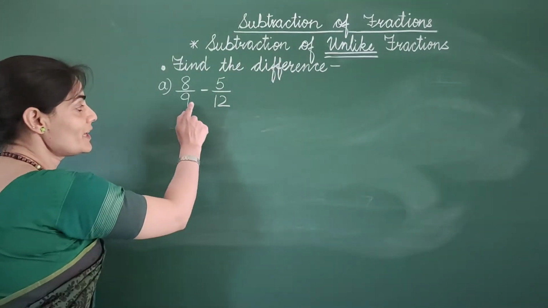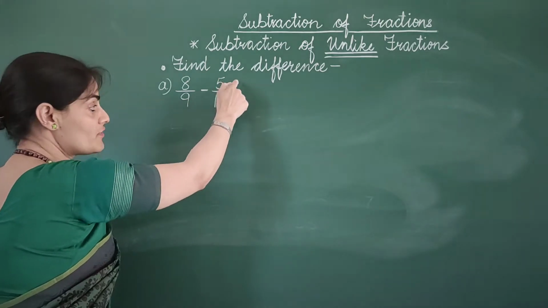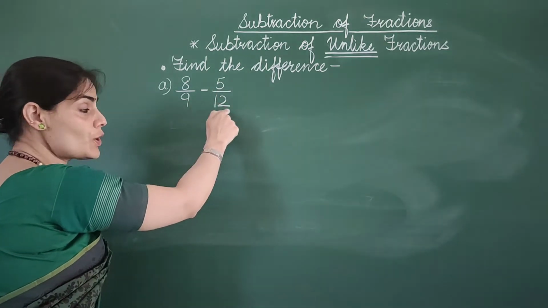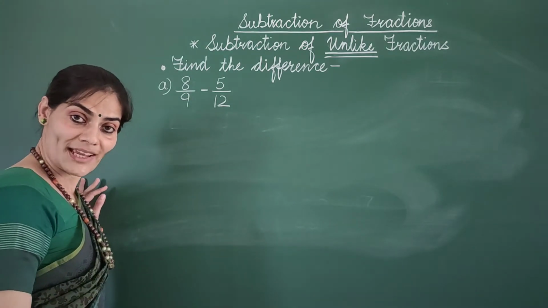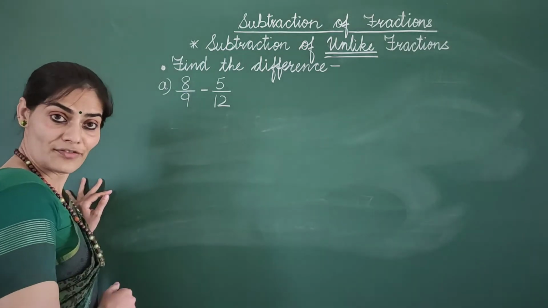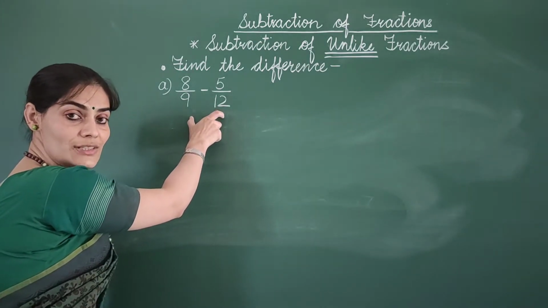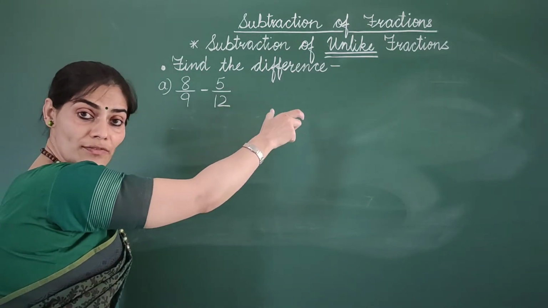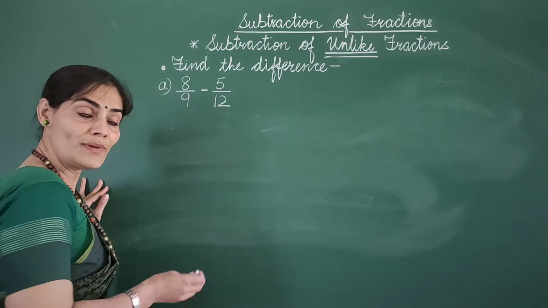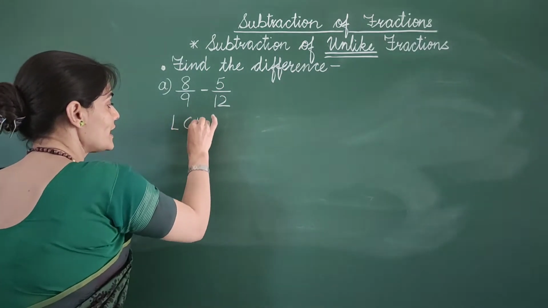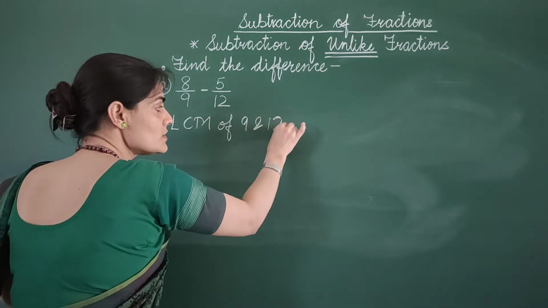So, we begin with this question. It is 8 by 9 minus 5 by 12. And what do we observe? That these two fractions have different denominators. That means they are unlike fractions. So let's convert these unlike fractions into equivalent like fractions by finding the LCM of their denominators. So we first find the LCM of 9 and 12.